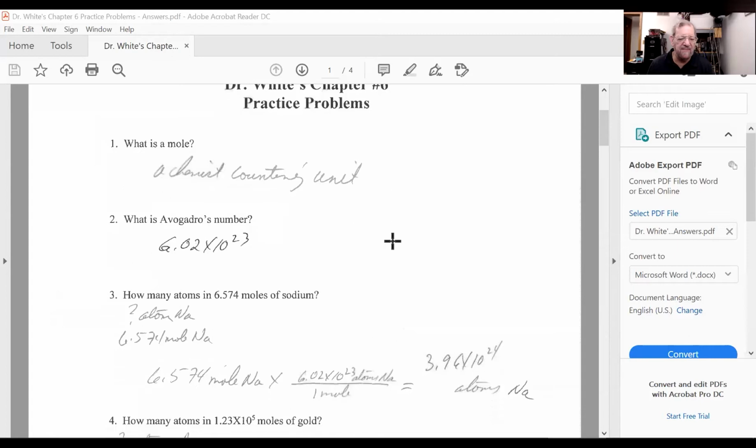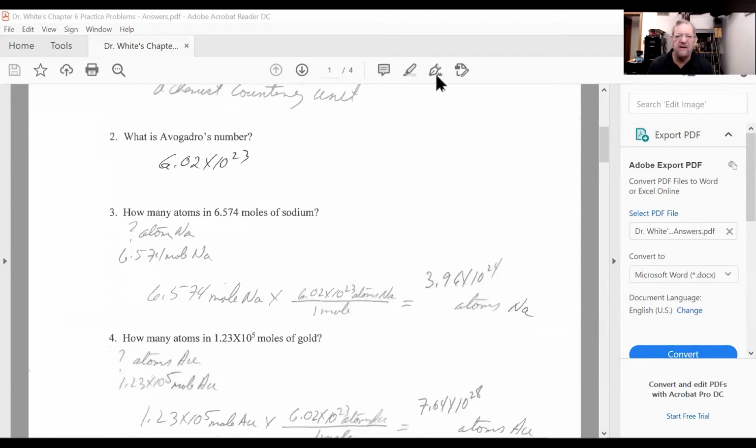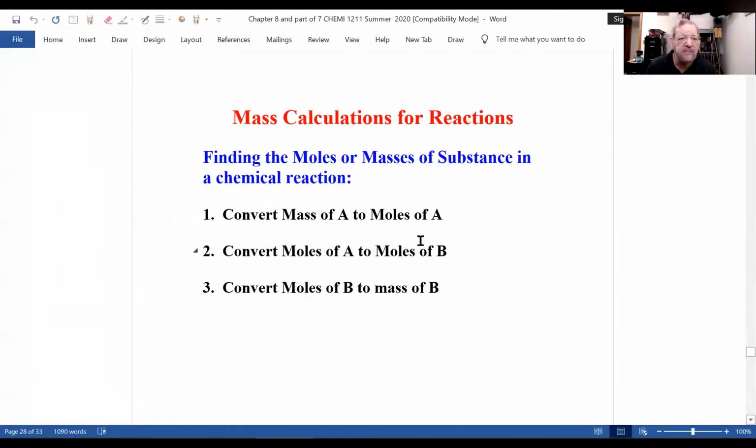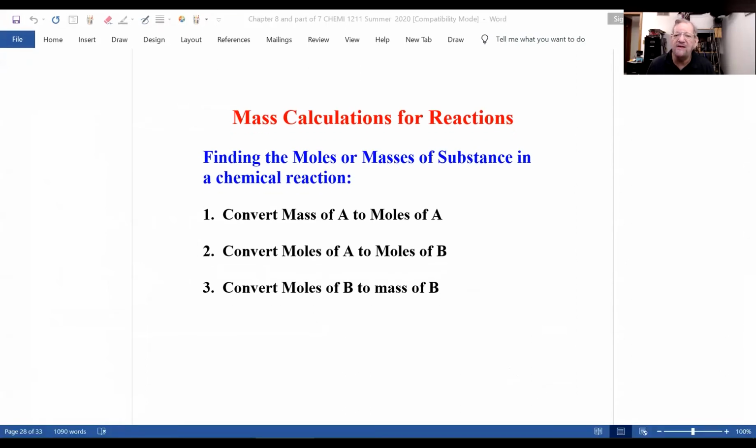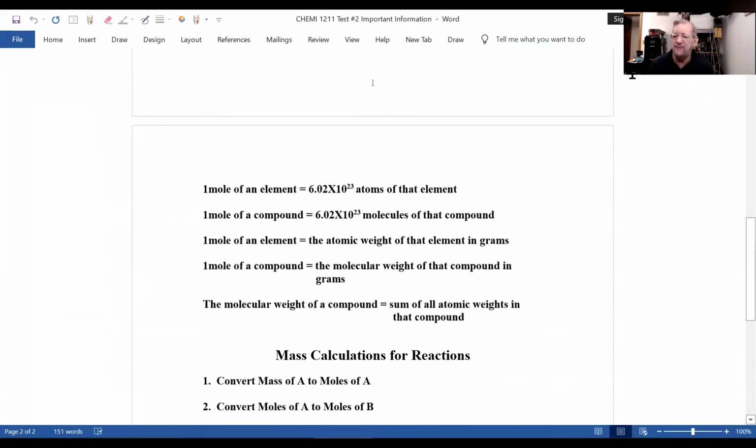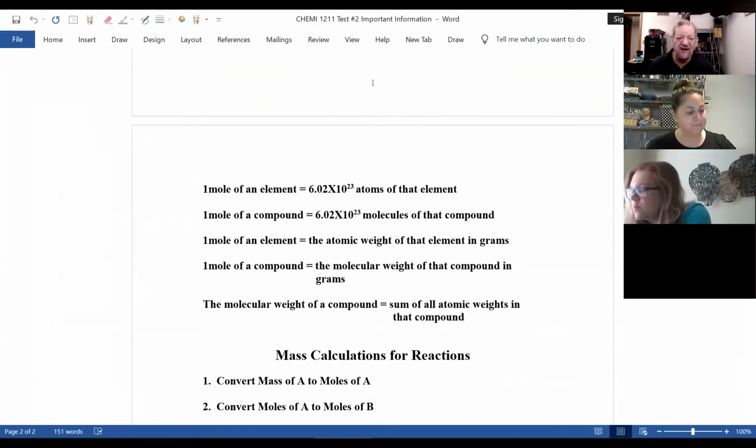All right. Now, before I move on, if I find the right slide, let me ask, everybody see 1 mole equals an element on the screen? You see that? Okay, thank you.